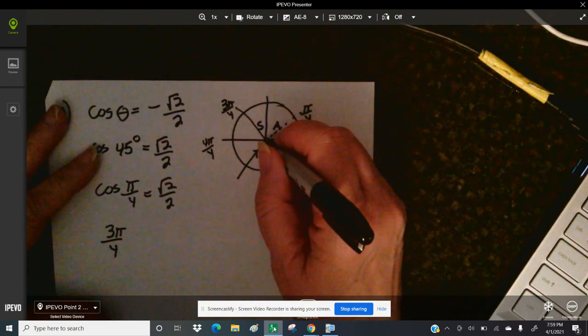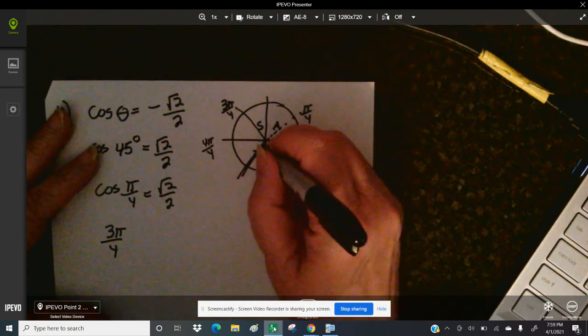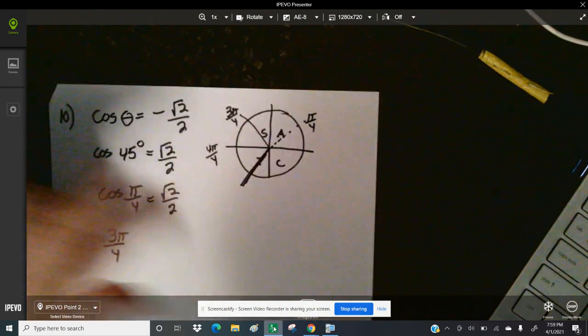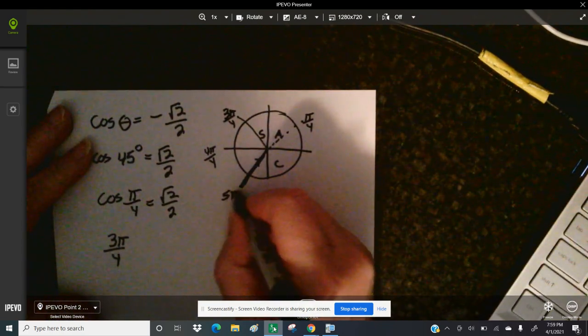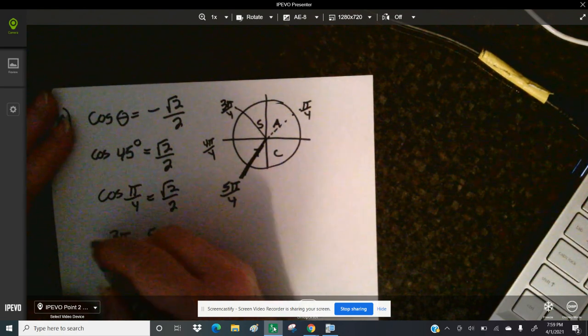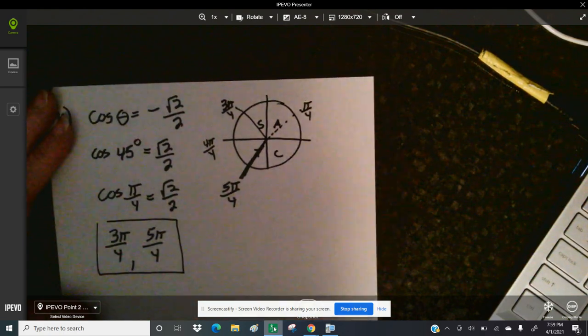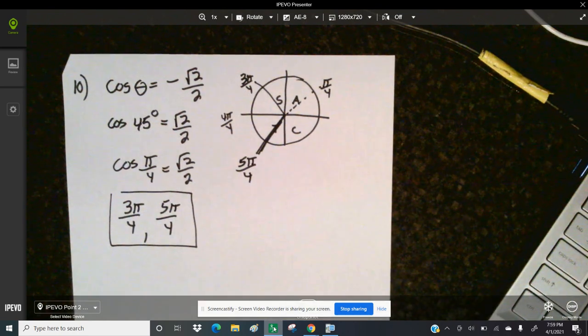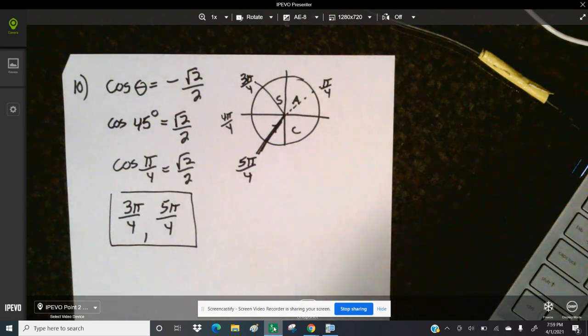And the other place that it would be negative would be over here. So if this is 4 pi over 4, if I go one more, this would be 5 pi over 4. So the two places where the cosine would be equal to negative square root of 2 over 2 would be at 3 pi over 4 and 5 pi over 4.